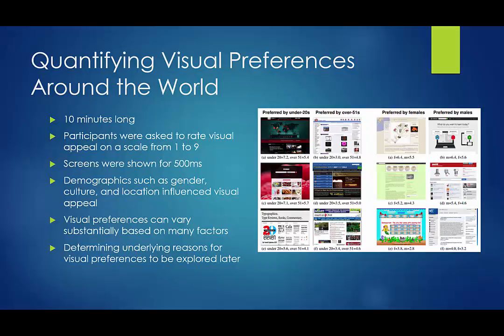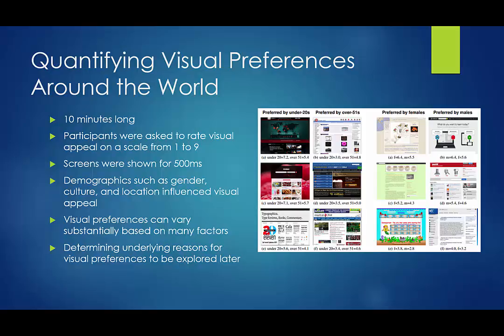Okay, so the experiment was about 10 minutes long for each participant, and they were asked to rate visual appeal on a scale from 1 to 9. And the screens were shown for 500 milliseconds to get that first impression. Demographics such as gender, culture, and location heavily influence the visual appeal, or that's what they found from the experiment. And the experiment was designed with 2 main goals in mind. The first was to compare participants' first impressions of a website's aesthetics across a variety of demographic backgrounds, and then to develop predictive models that would account for demographic differences in the perception of visual appeal.